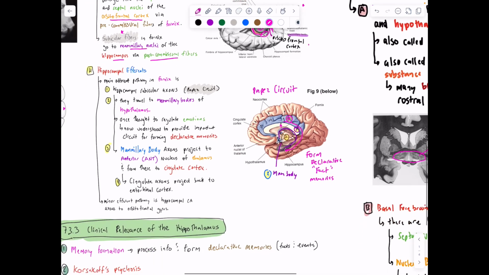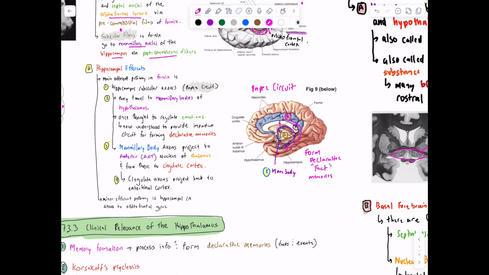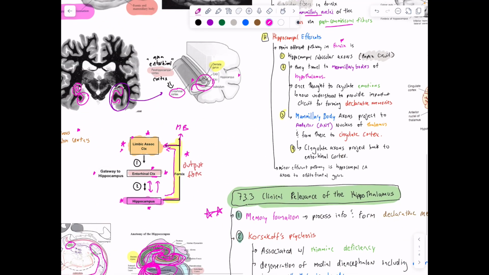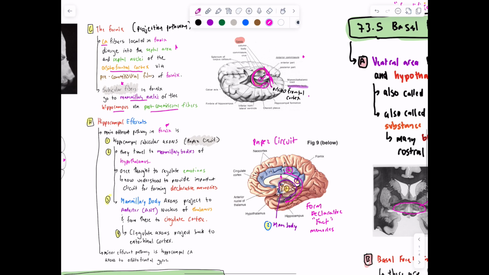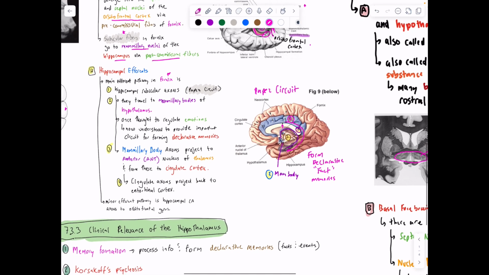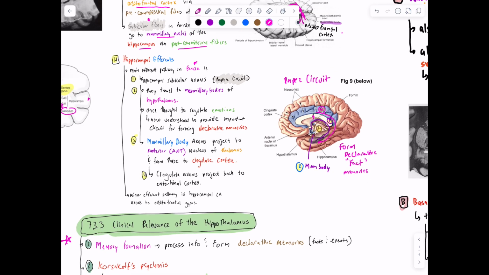All right, and so this is really the important pathway that we care about, the main output pathway of the fornix: our subicular axons coming from the subiculum through the fornix, going to those mammillary bodies. This diagram's not the best, I apologize, but you have the hippocampus, and then you have output via the fornix, these subicular fibers, and then it's going to go to the mammillary body, and the mammillary bodies are embedded in the hypothalamus.